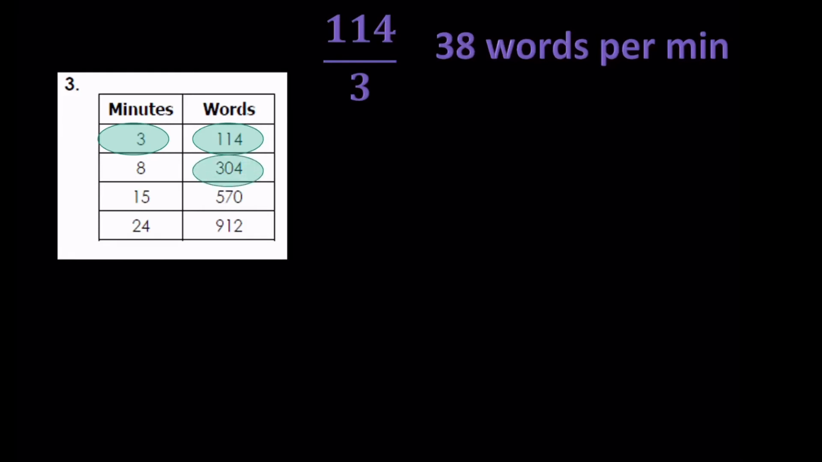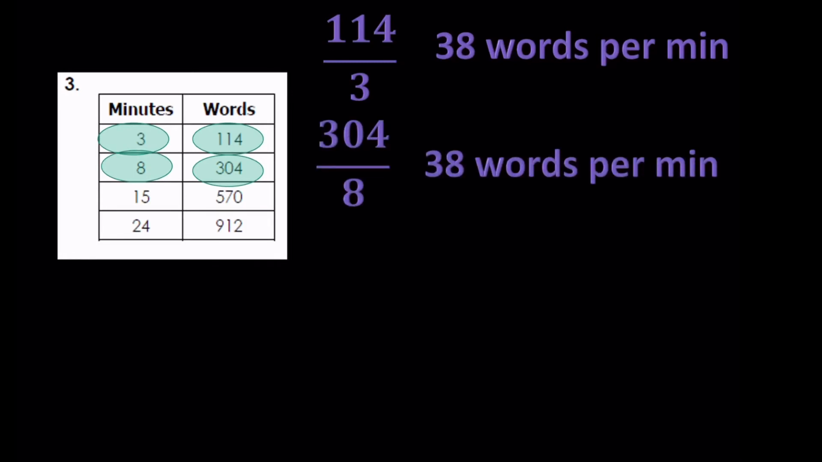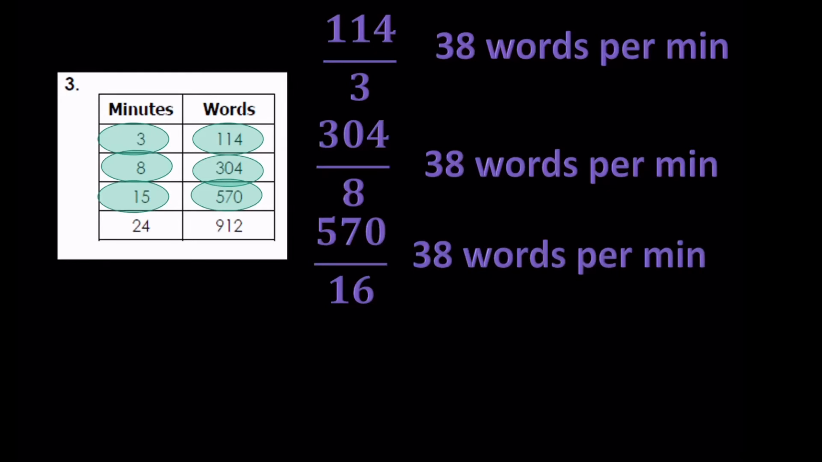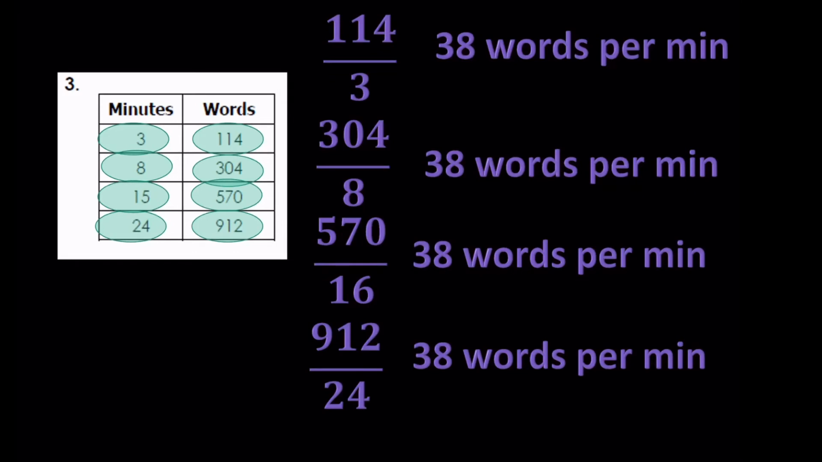So next I'm going to do 304 words in 8 minutes. Well, I got 38 words per minute. So here's the thing. Since those two are the same, you cannot just assume, yes, proportional. You need to go and test the other two. This one happens to be 38 words per minute. Next, it's 912 and 24. When I find out its rate is 38 words per minute, that means it's proportional. This takes us back to some 6th grade, even 7th grade skills when we find the unit rate.